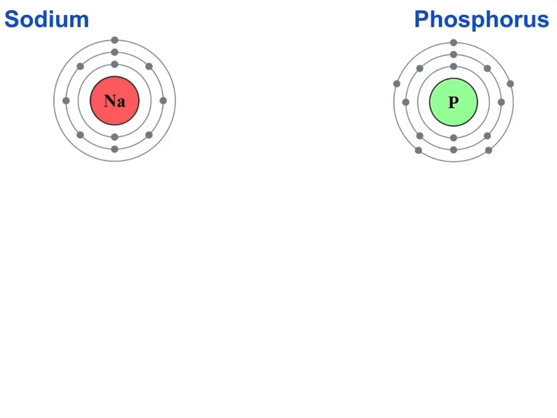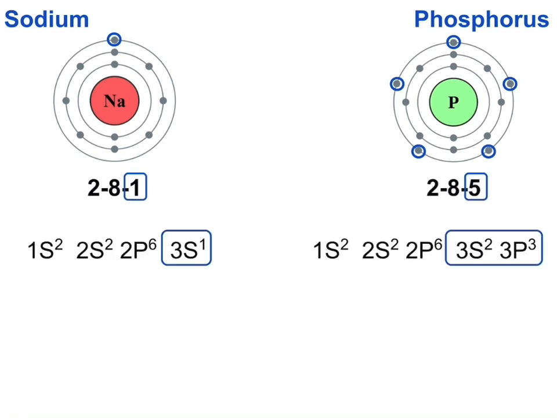Valence electrons define chemical properties of elements. That is why we always keep track of them. In Bohr's model in numerical electron configuration, sodium has one valence electron, phosphorus has 5 valence electrons. Here is an easy way to represent it. Symbol of sodium and one dot next to it. Symbol of phosphorus and 5 dots next to it.